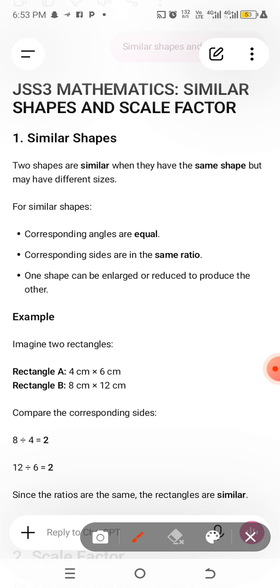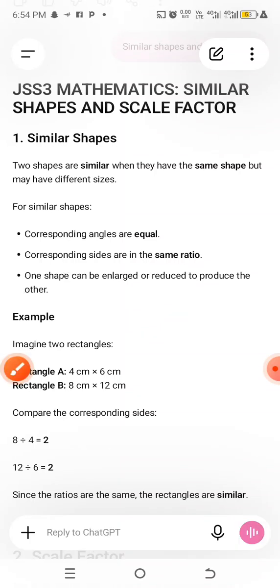For similar shapes, we have corresponding angles that are equal, and corresponding sides in the same ratio, like ratio 1:1, or ratio 2:2, or ratio 3:3. They're just in the same ratio. One shape can be enlarged or reduced to produce the other.